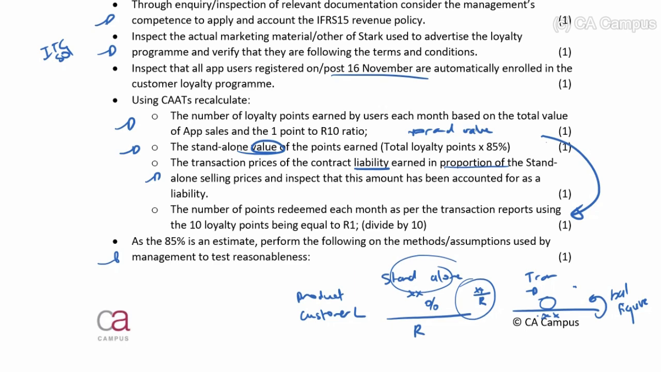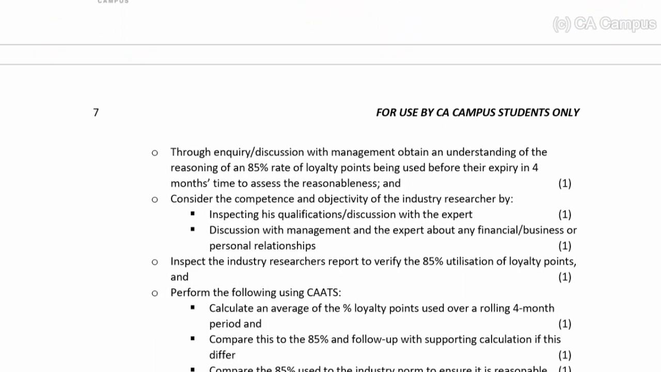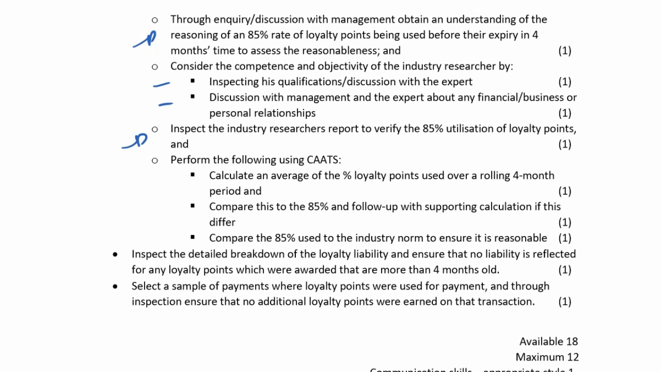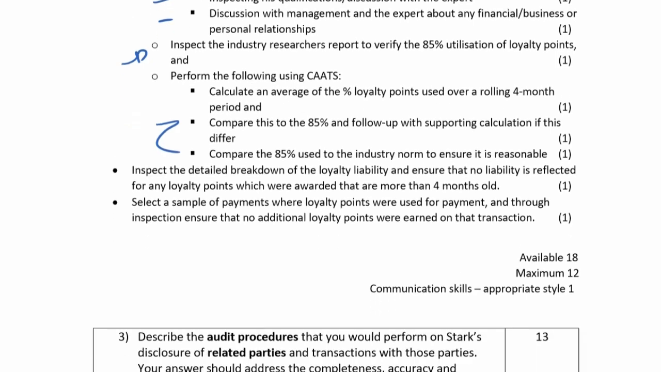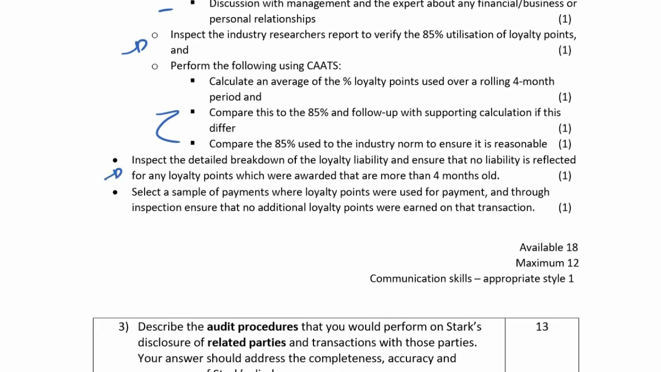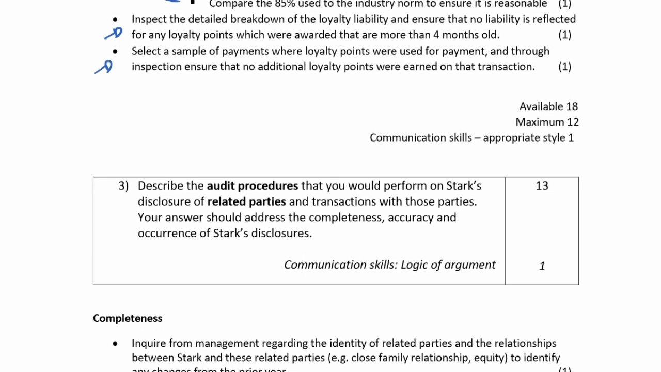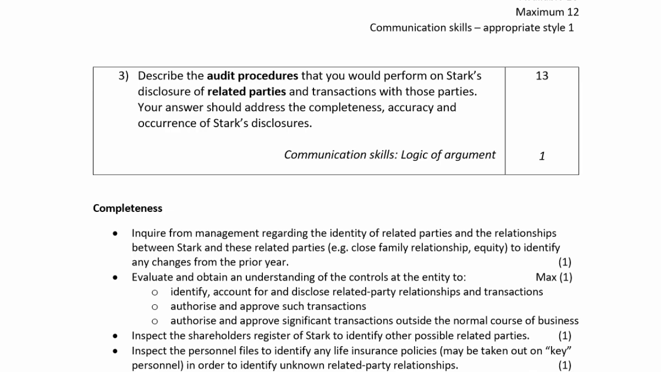Okay, then there's an estimate, so we've got to test the assumptions and the reasonableness of that. So understand how they've gone about doing it. They use the researcher, look at his competence and his objectivity, make sure his report does actually say that amount, then test the report, test the calculation, test that it is reasonable according to the industry norms. Okay, make sure there weren't any loyalty points included that were older than the 4 months, and make sure there were no points given when they paid through using the points. Okay, so those were the terms that were in the scenario, and you just needed to go and test that those terms were adhered to.